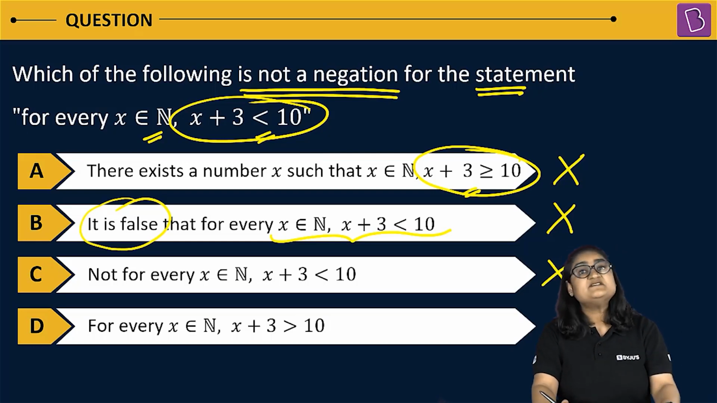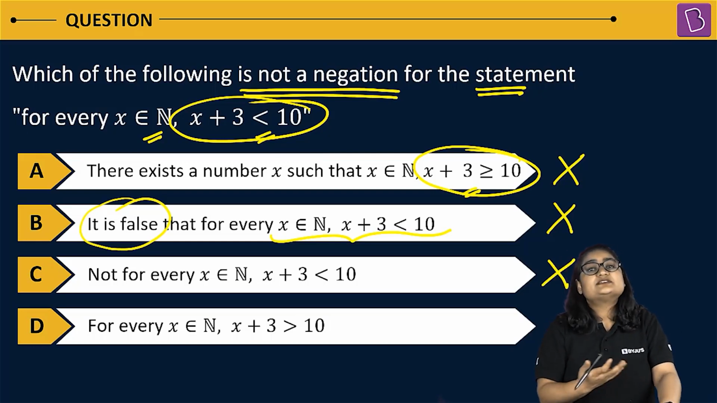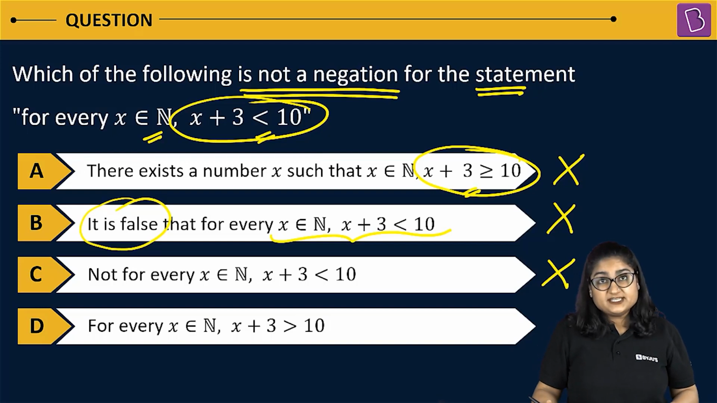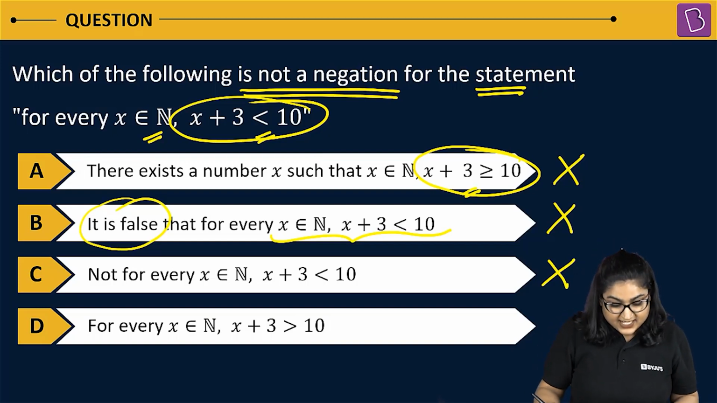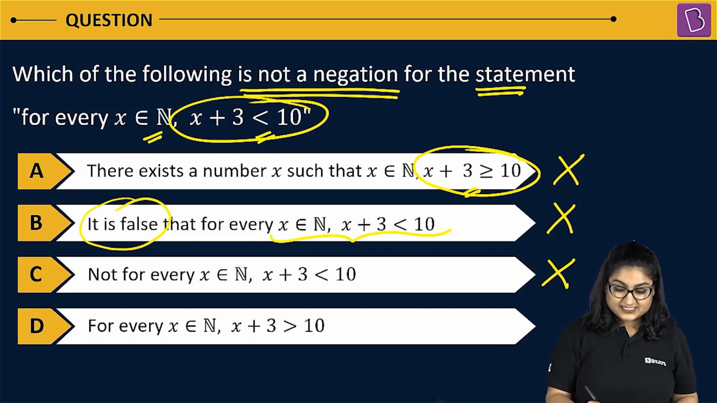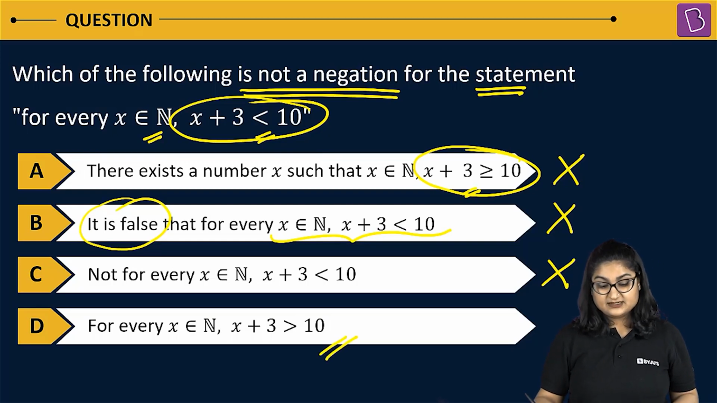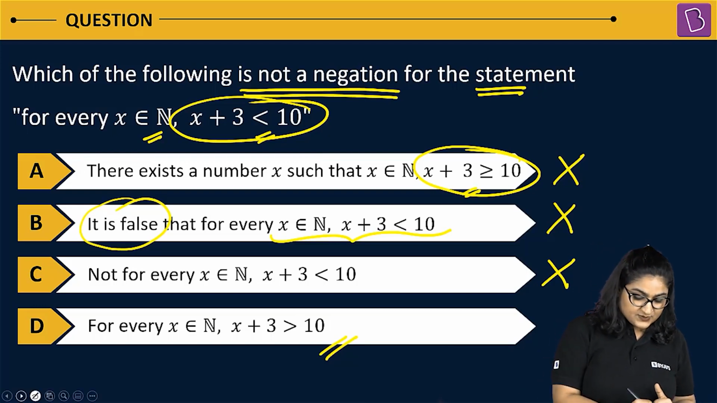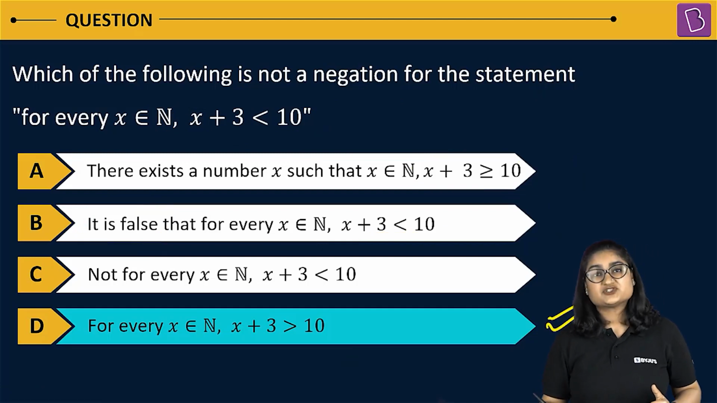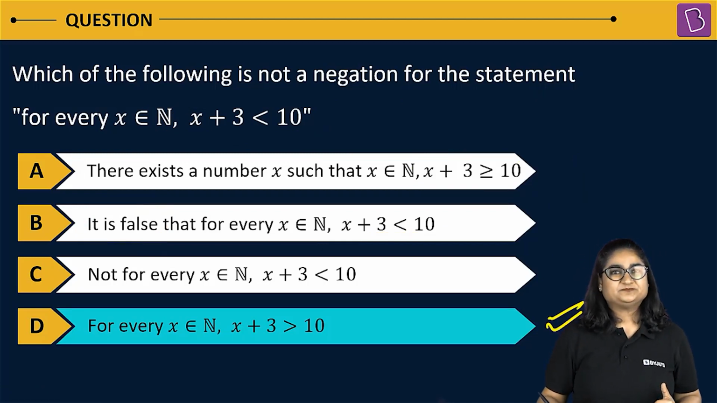Hence, we will have to even eliminate option C, and we are just left with option D, which states that for every x belonging to the set of natural numbers, x plus 3 is greater than 10. Okay, now this is not the negation of the statement given to us in the question. Hence, we can say that the correct answer to this question is option D.